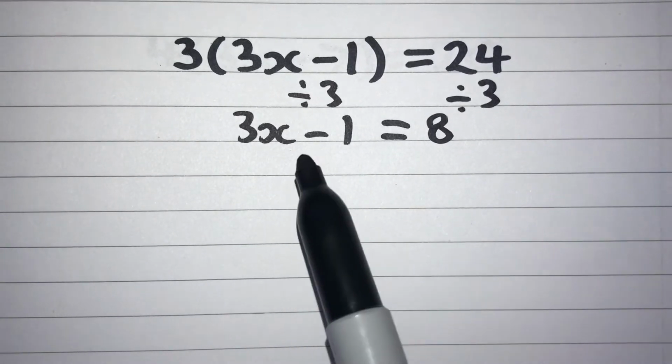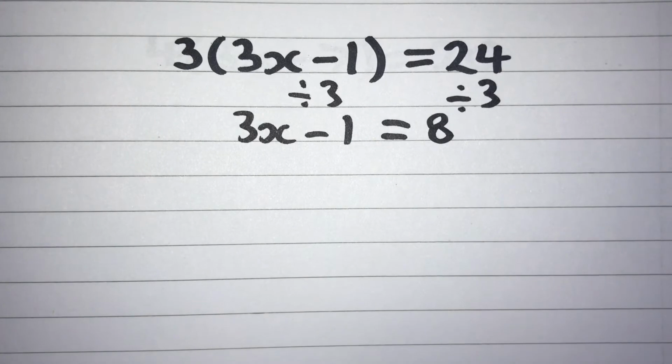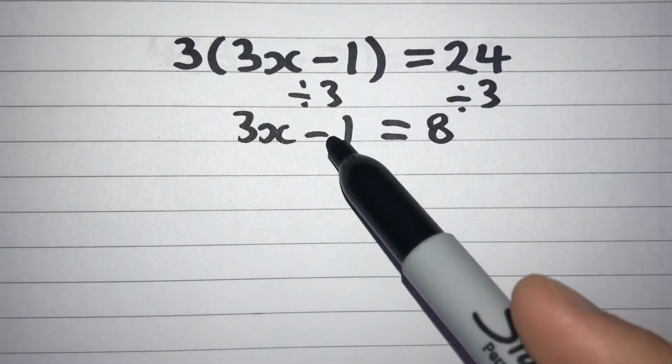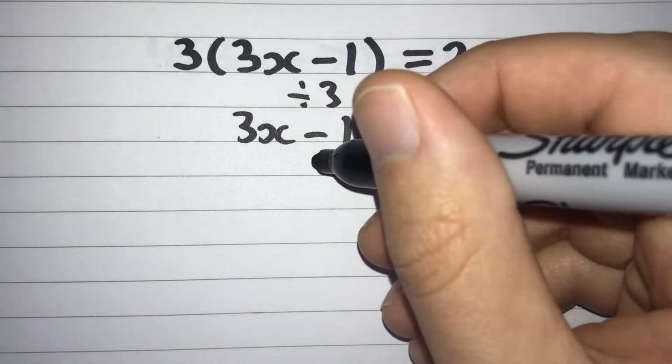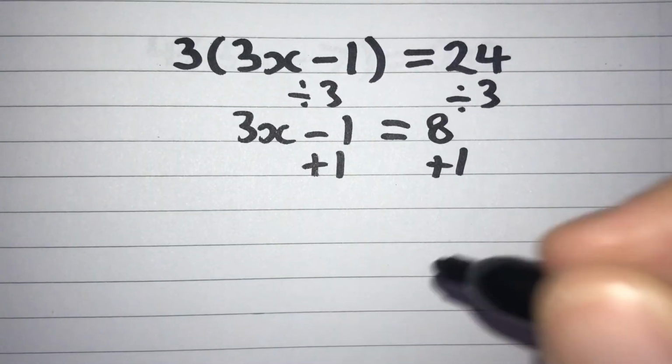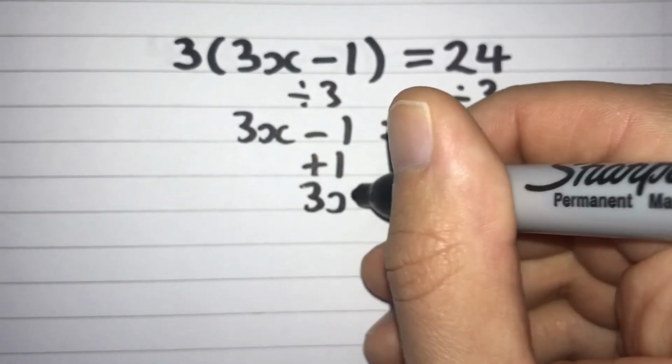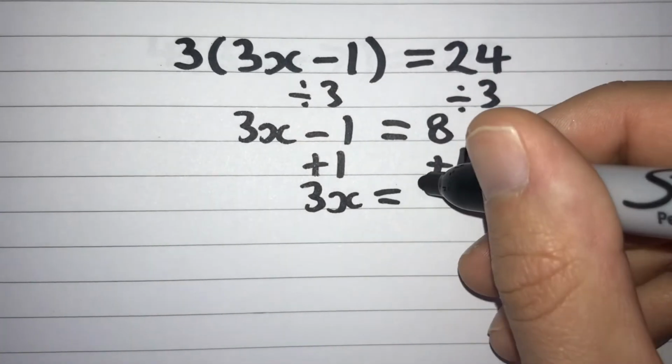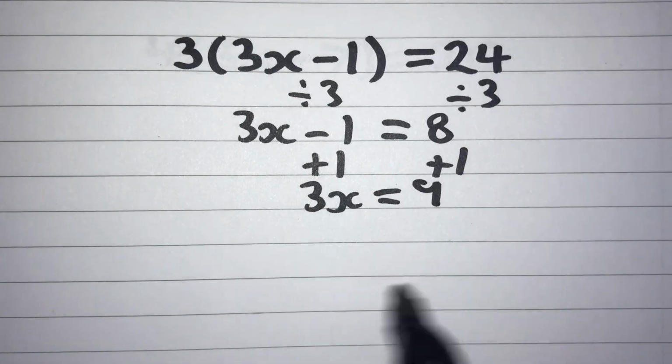So whatever x is, if we multiplied it by 3, took away 1, we get an answer of 8. So we need to start undoing that. And first of all, we need to add this 1 to get rid of it. So on the left-hand side, we're just left with this 3x. On the right-hand side, 8 add 1 gives us 9. Now we've got 3x equals 9.